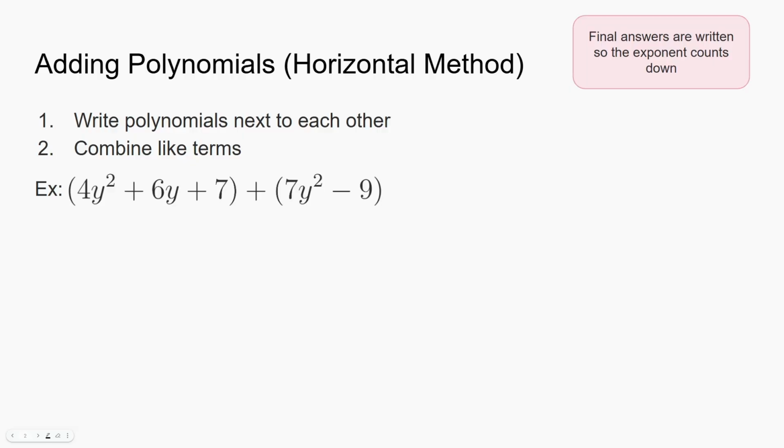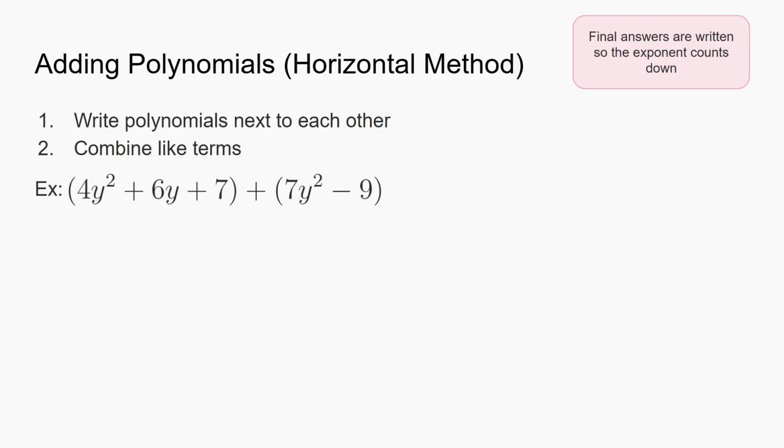Let's start by adding polynomials. For the addition of polynomials, we have both a horizontal method and a vertical method. Both will give you the same answer, it's just a matter of personal preference. Now, let's start with the horizontal method. Number 1, we're going to write the polynomials next to each other. And number 2, we're going to combine the like terms.